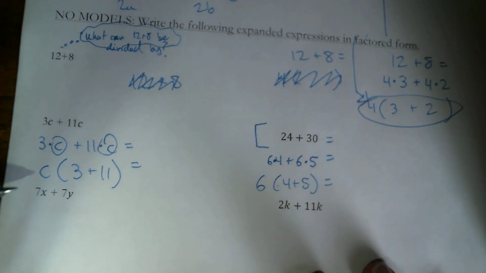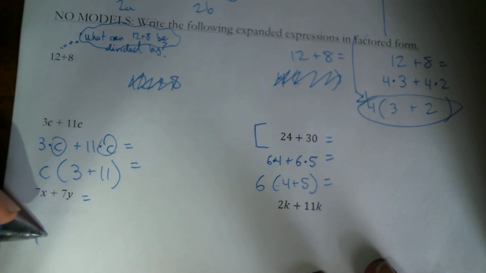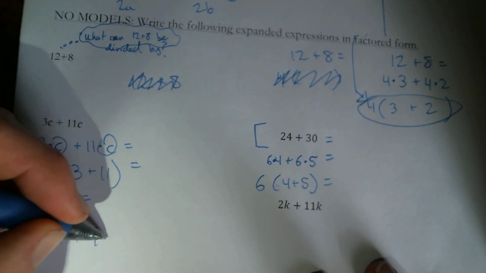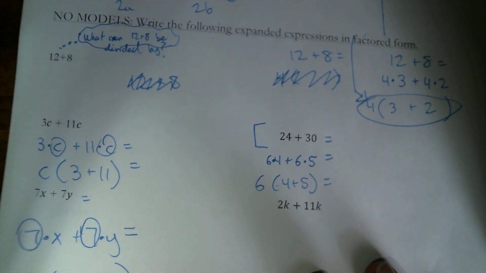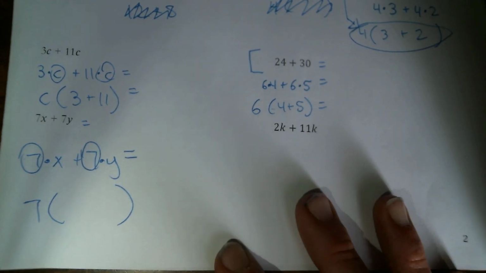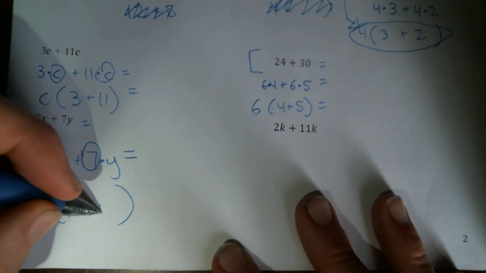All right, let's try another one here. So here, 7x and 7y, I can write it as 7 times x plus 7 times y. What factor do they share? They share a 7. So I can say this is 7 groups of, think about what goes on the inside, see if you can figure it out before I say it, x and y.